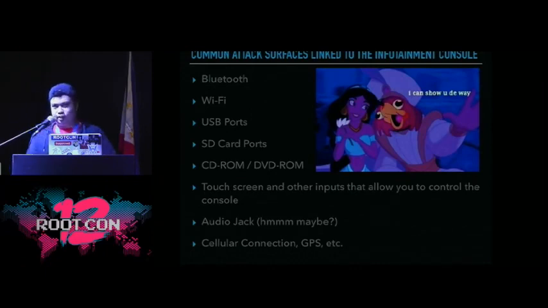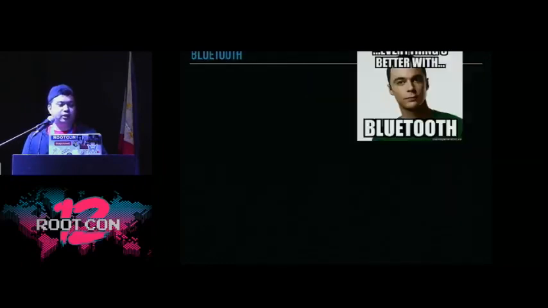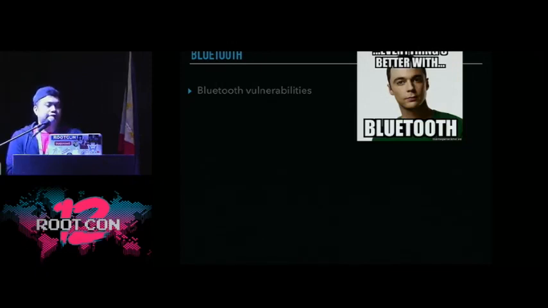Okay, so let's reflect on these attack surfaces. First, we have the Bluetooth. Because it's Bluetooth, it has a couple of vulnerabilities and weaknesses. In fact, a month ago, a new vulnerability was discovered for this one. So, things that you can do if there's Bluetooth in your infotainment: you can jam the Bluetooth.